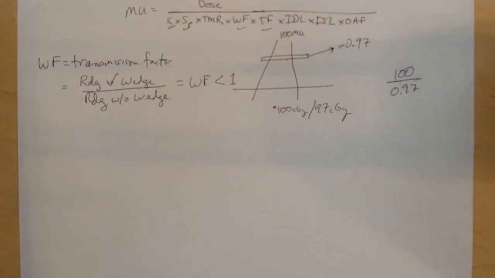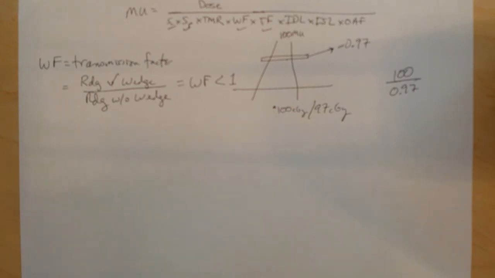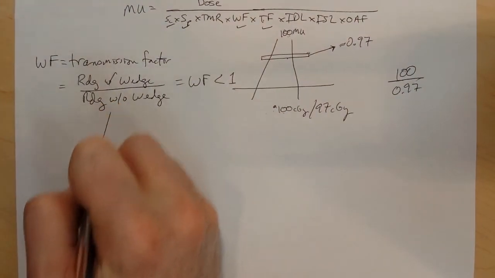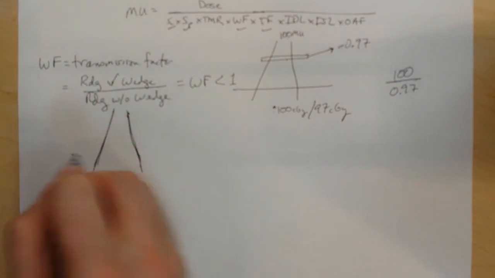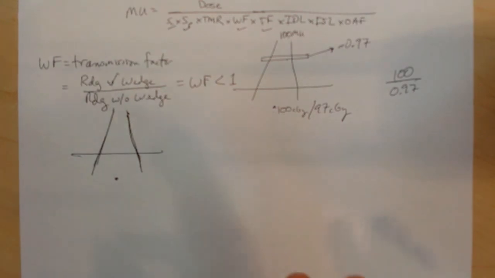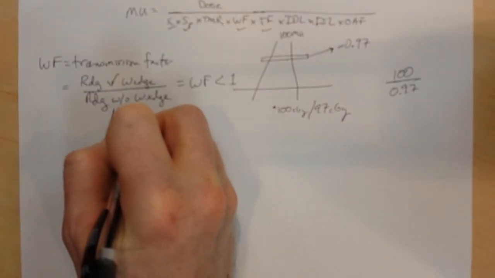Now, as a dosimetrist, if you forget to put the wedge factor in your monitor unit calculation, you will underdose the patient. If the therapist forgets to put the wedge in the machine, you will overdose the patient. How does that work? If I have a radiation beam coming down, a patient surface, and this is my point of measurement, again, to keep the numbers simple, I dial up 100 MU to deliver 100 centigray.